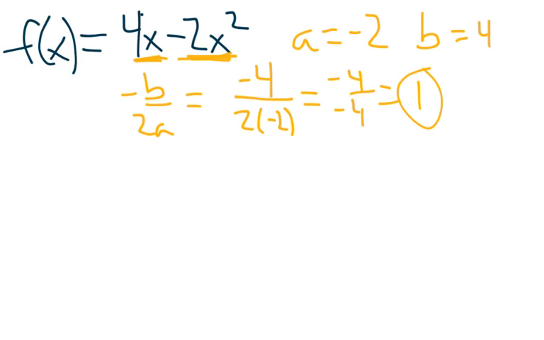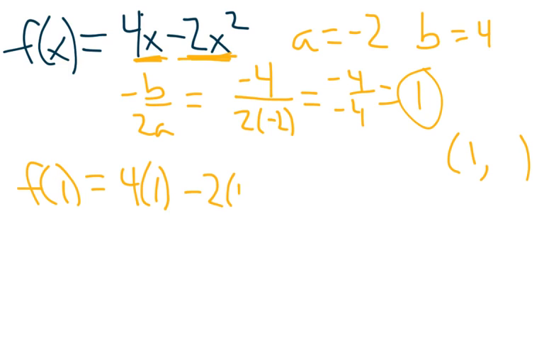Okay. So when it comes to the vertex, that will be 1. And then we plug this in. F of 1 is equal to 4 times 1 minus 2 times 1 squared. Well, this is 4 minus 2, which is 2. We put a 2 there. And there we go. We found the vertex.